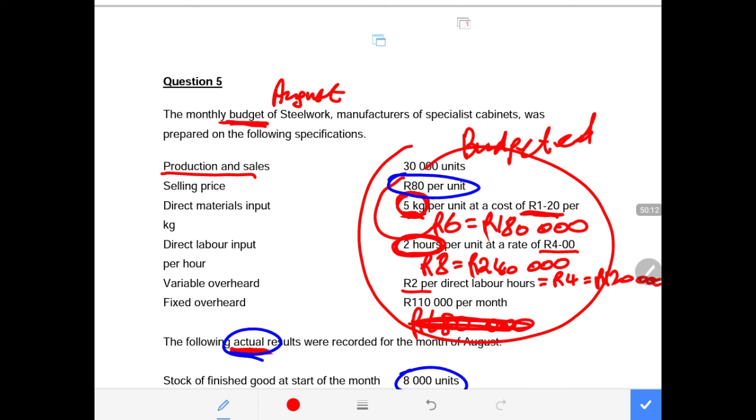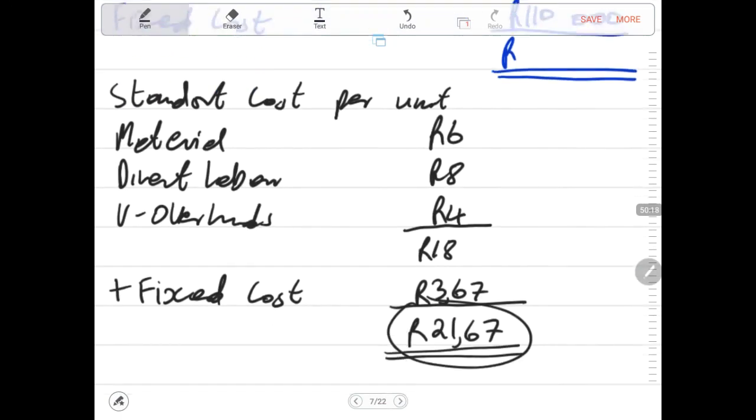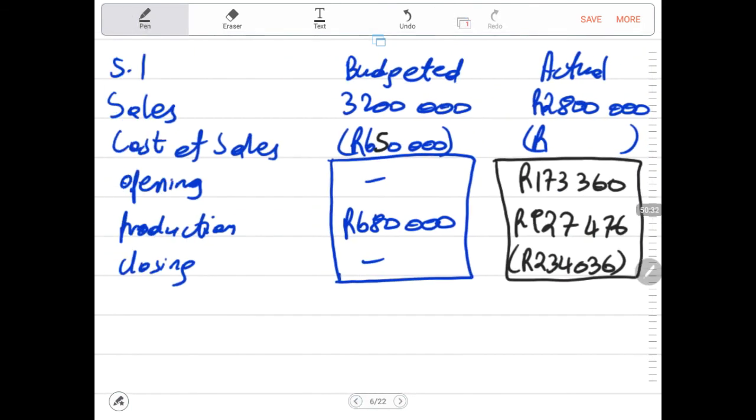So now we have calculated our standard cost per unit, and our standard cost per unit gave us 21 rand 67 cents. So now we use this to calculate the value of the stock of finished goods, and these goods are finished. These goods are finished. The opening of 8,000 is finished. I'm referring to the actual now. The production of 42,800 is finished, and the closing inventory of 10,800 is also finished.